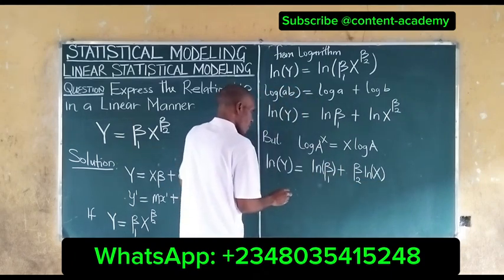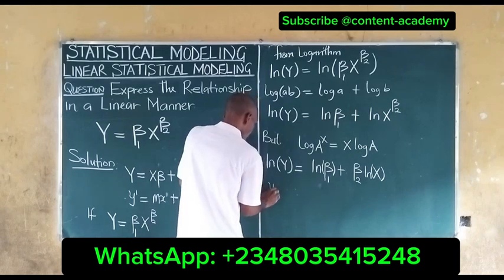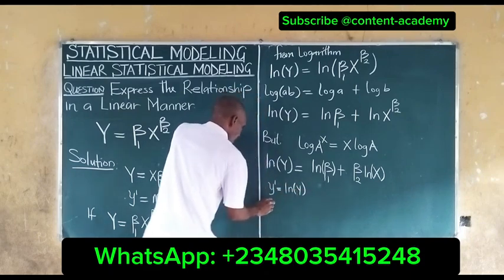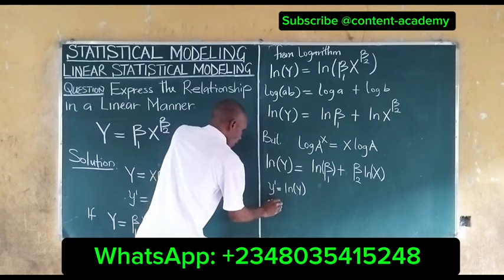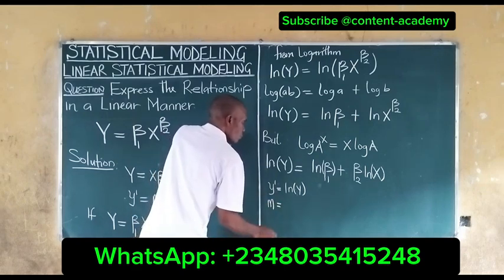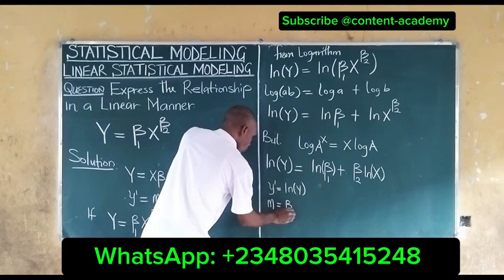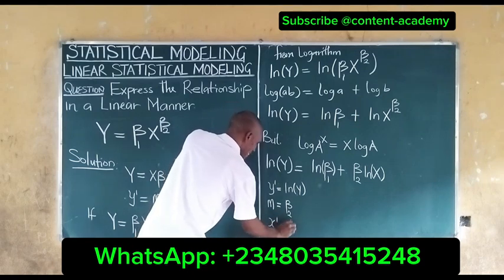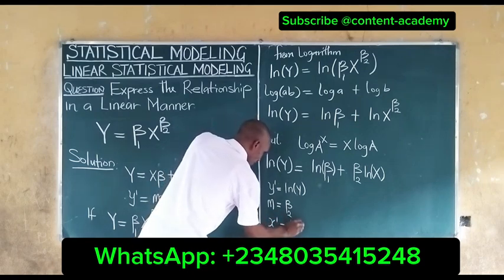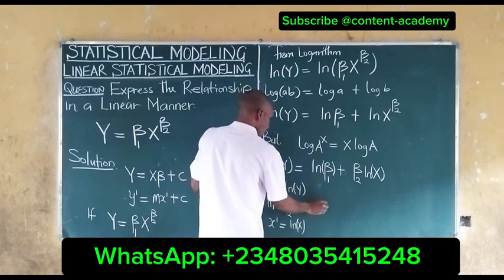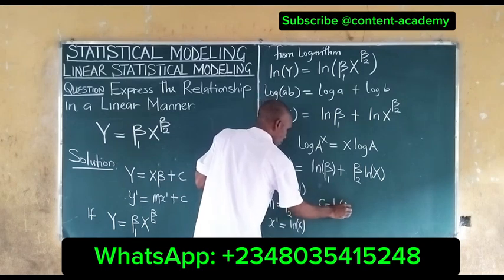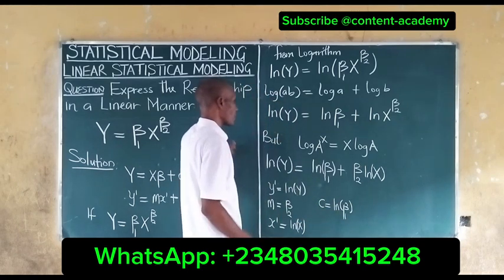Now comparing it, we have our y to be equal to ln y. We have our m, which is our slope, to be equal to b2. We have our x prime to be equal to ln x. And we have our c to be equal to ln b1, which is our intercept.